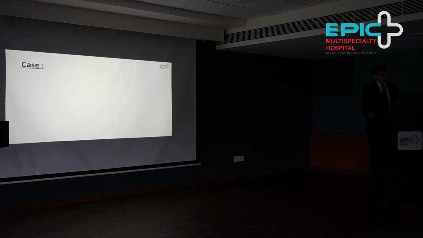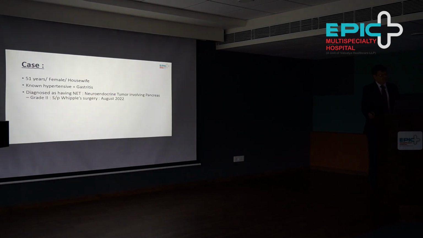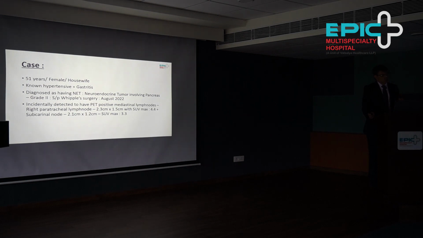Coming to case number 1: she was a 51-year-old female housewife, a known hypertensive with gastritis. She was diagnosed as having a neuroendocrine tumor involving the pancreas. For that, she underwent Whipple's surgery in August 2022. She was only on conservative treatment, and incidentally, on whole body PET scan, she was found to have a PET positive mediastinal lymph node, a right paratracheal lymph node of 2.3 by 1.5 centimeters with an SUV of 4.4.